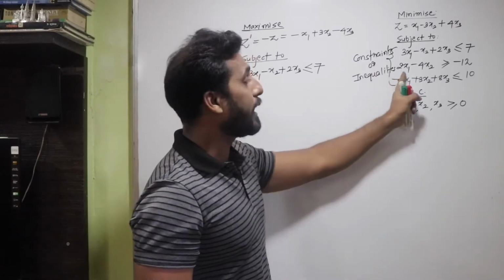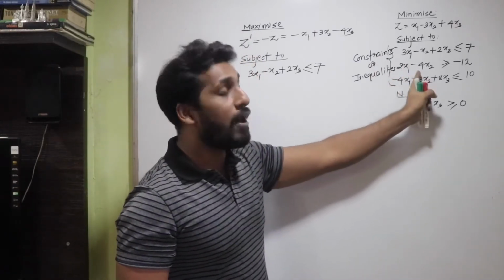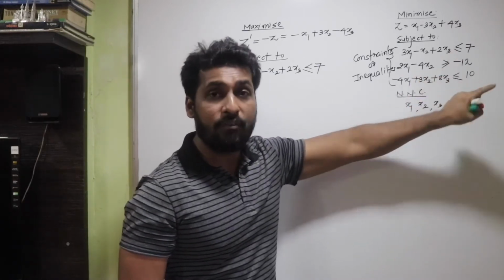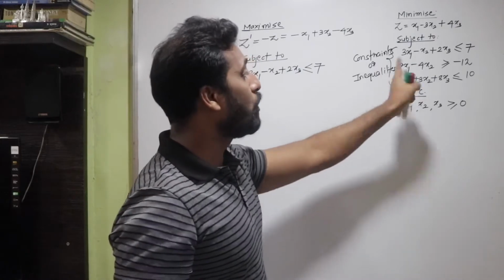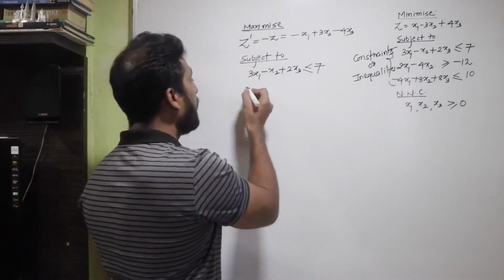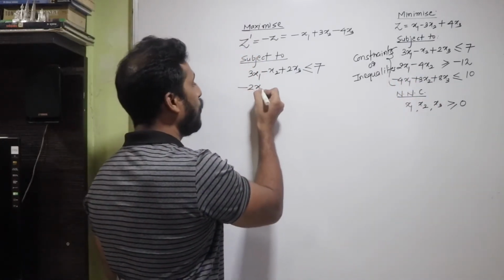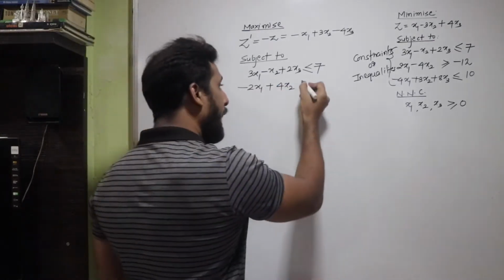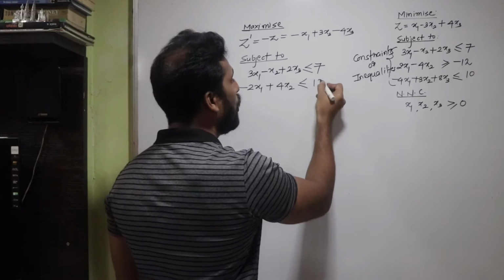Now coming to the second inequation, here I have to put a negative sign on both the sides because the right hand side was minus 12. I have to make it plus 12. So let's put a negative sign on both the sides. I'll be getting minus of 2x1 plus 4x2 with a positive sign, and again less than or equal to 12, isn't it?